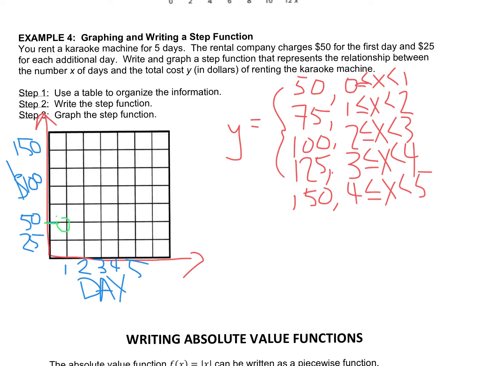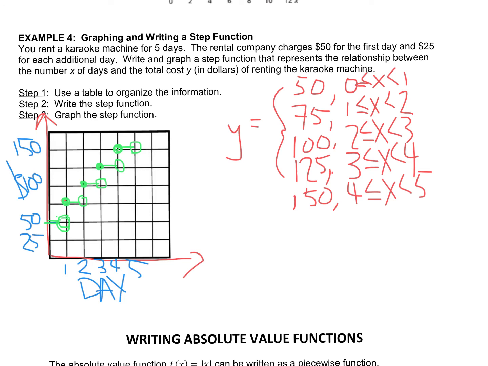Then at the end of day 1, we are now jumping up to that 75. And then we're going to be at 75 all the way until the end of day 2. Then it's going to jump up to 100 all the way until the end of the next day. Jump up all the way to the next day. And then lastly, on day 5, all of that day, it is going to be at 150.